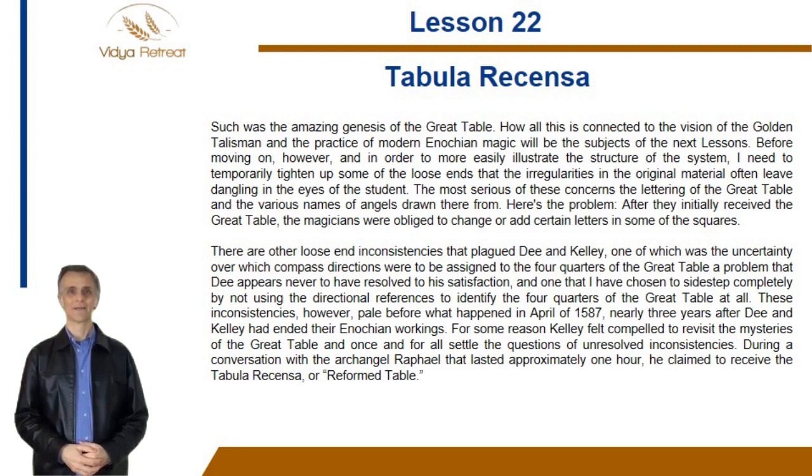These inconsistencies, however, pale before what happened in April of 1587, nearly 3 years after Dee and Kelley had ended their Enochian workings. For some reason Kelley felt compelled to revisit the mysteries of the Great Table and once and for all settle the questions of unresolved inconsistencies. During a conversation with the Archangel Raphael that lasted approximately 1 hour, he claimed to receive the Tabula Recensa, or Reform Table.